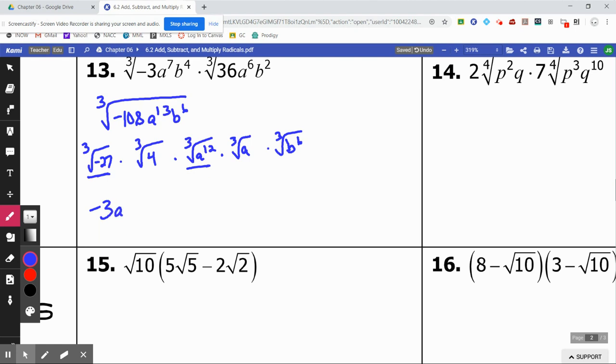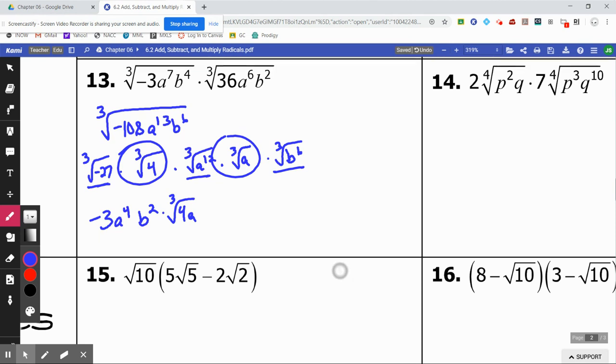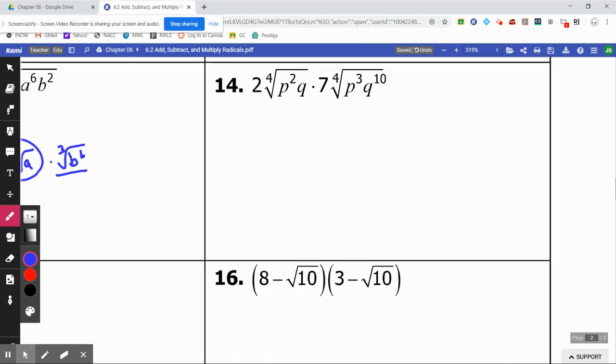This one is a to the fourth. This one is b to the second. And I do not know these two, so I'm leaving underneath it times the cube root of a to the fourth and an a. There's your final answer. Number 14, you do have some coefficients here.